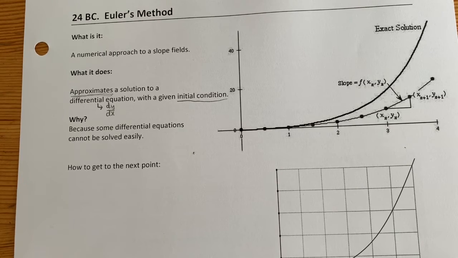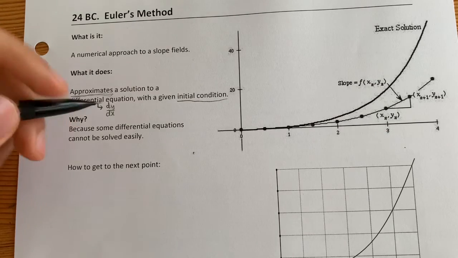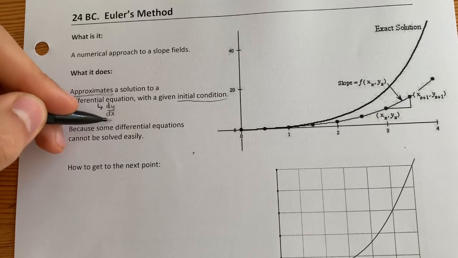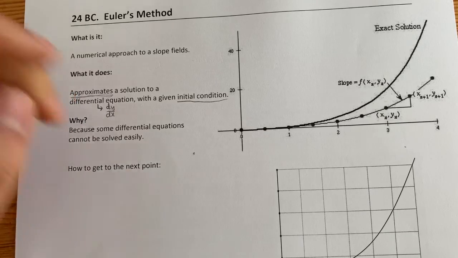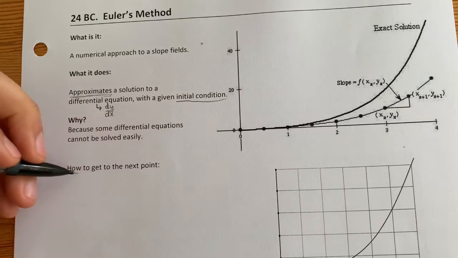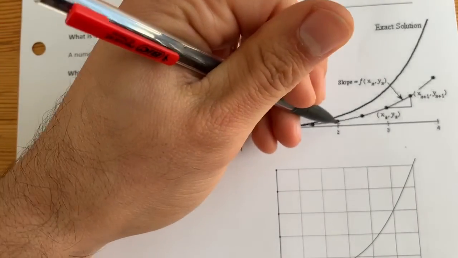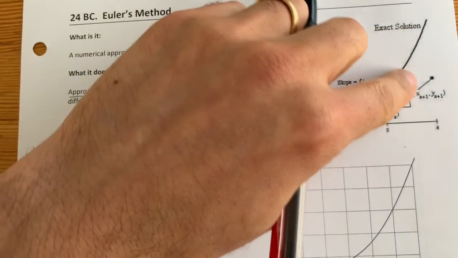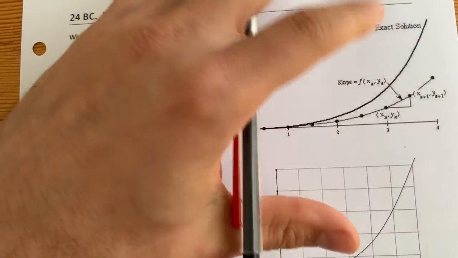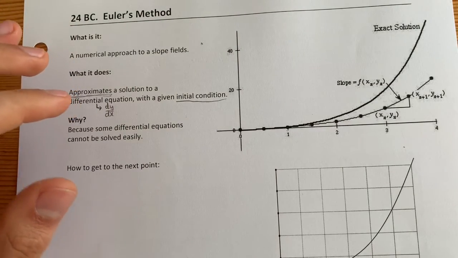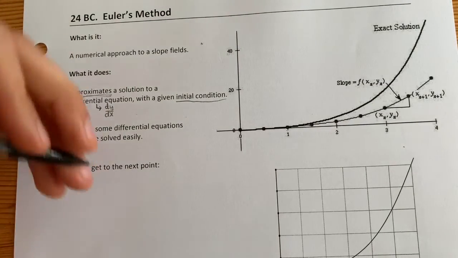And why would we use this? Because some differential equations cannot be solved easily. Some you cannot work backwards and find just the original y equation. It's just impossible to do. So how does this idea work? How do we find the next point as we move along? And notice as we move along, the exact solution is different than the approximation, but it's still an approximation. It gets close potentially.